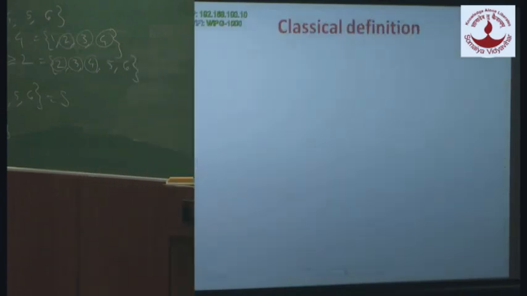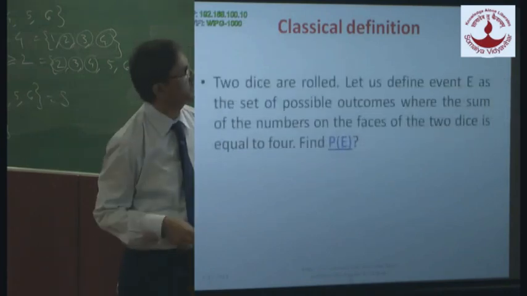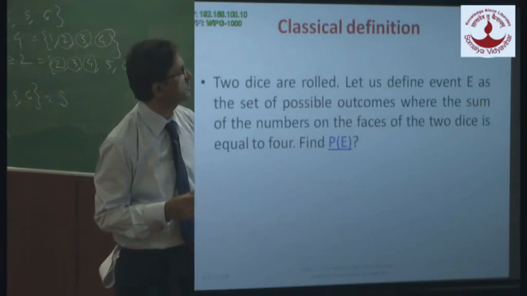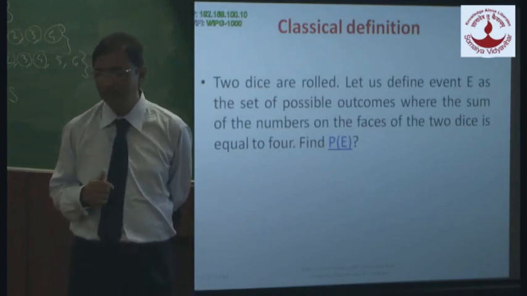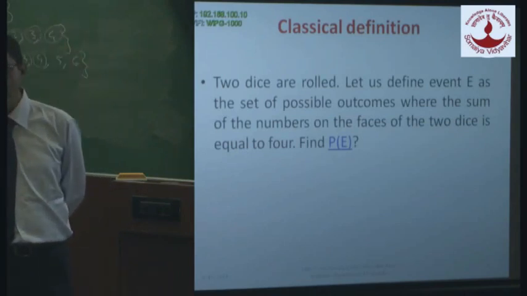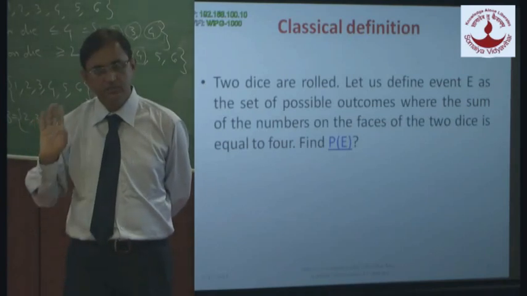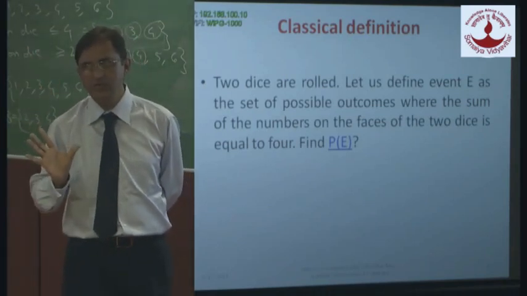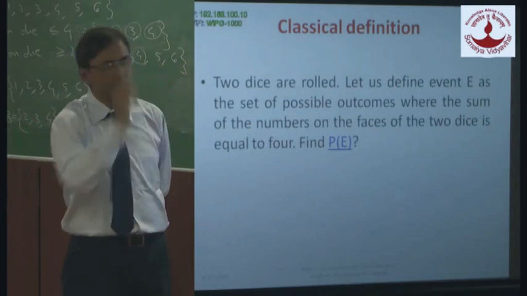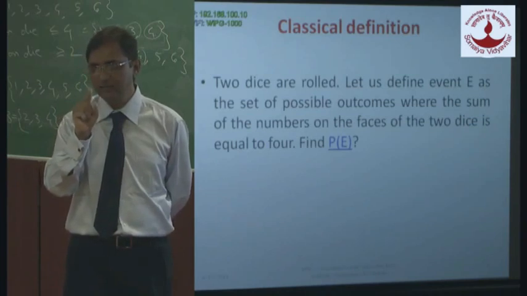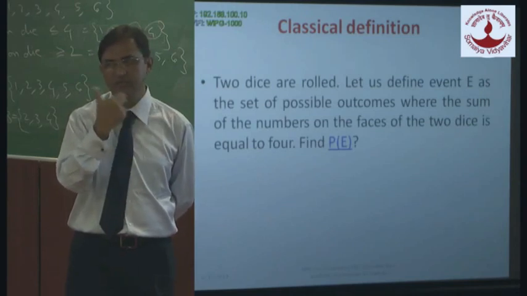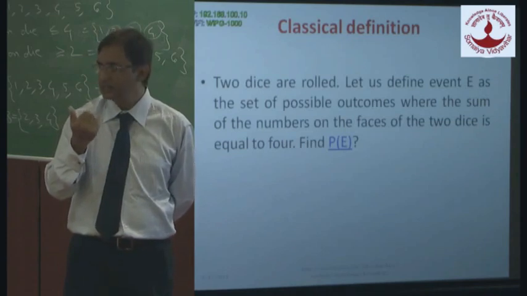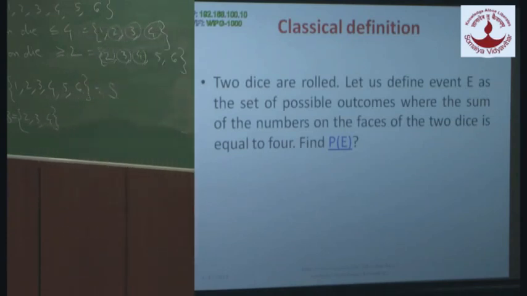An example for this: 2 dice are rolled. Let us define the event E as the set of possible outcomes where the sum of the numbers on the faces of the 2 dice is equal to 4. Find the probability. In this case, 2 dice are rolled, and we know all 36 outcomes in advance. So prior information is known. Now, from these 36 outcomes, you select only those outcomes for which the sum is equal to 4. So what are the possible cases? 1, 3. Am I right? 2, 2. And 3, 1. So there are only 3 possible cases. Out of 36, 3 cases are favorable for the occurrence of this event. This information we know from the past record. Therefore, the probability of E is 3 by 36. So that is the first one, the prior definition or classical definition.